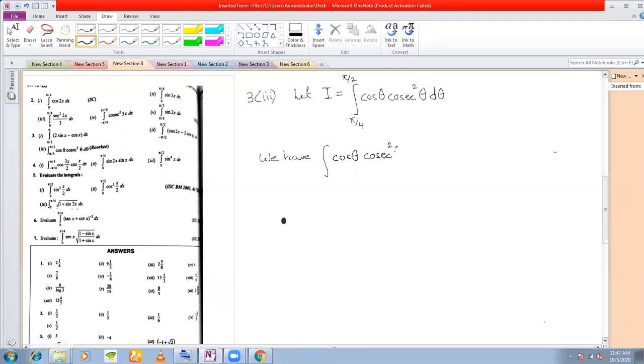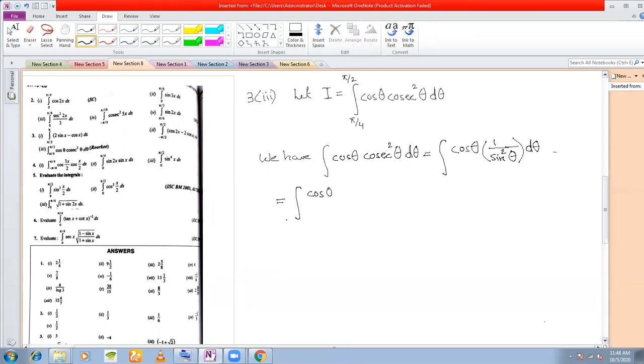So cos theta cosec square theta d theta is equal to, you write cosec square as cos theta into 1 by sine square theta d theta. So now what you do is you write this as cos theta by sine square theta.